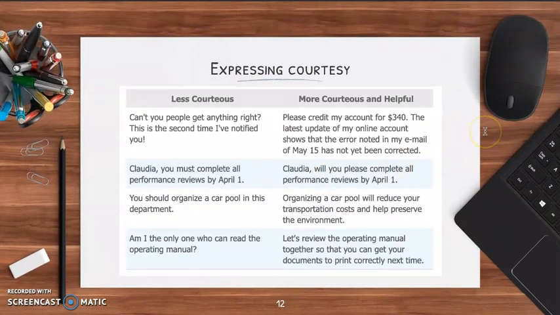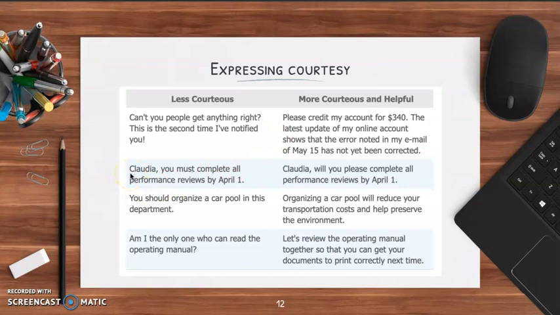The next method or technique for audience adaptation is expressing courtesy. So this one is also pretty simple. People like politeness. So if you had a message, I would hope no one would speak to anyone like this. Something like, can't you people get anything right? This is the second time I've notified you. Here's just a much more kind message. Also a lot clearer, actually working to find a solution for whatever issue is occurring here.